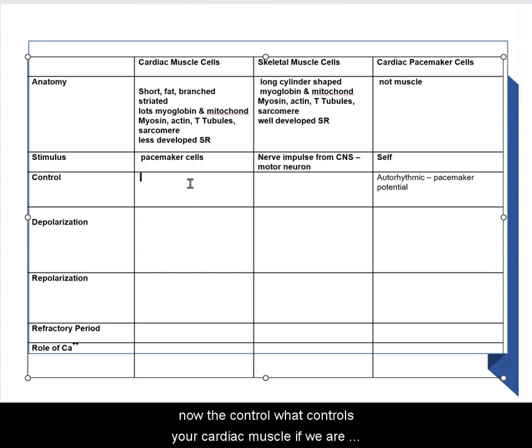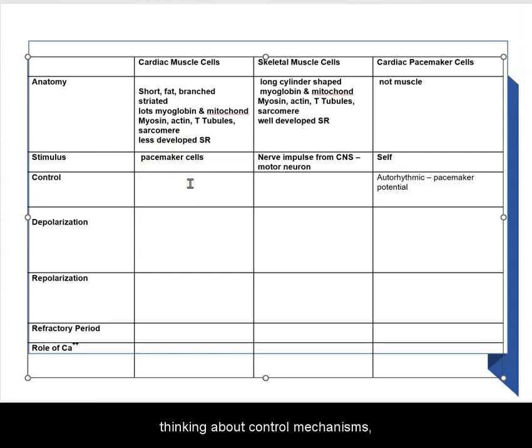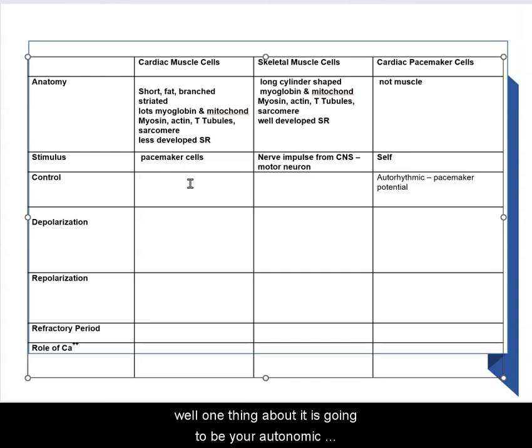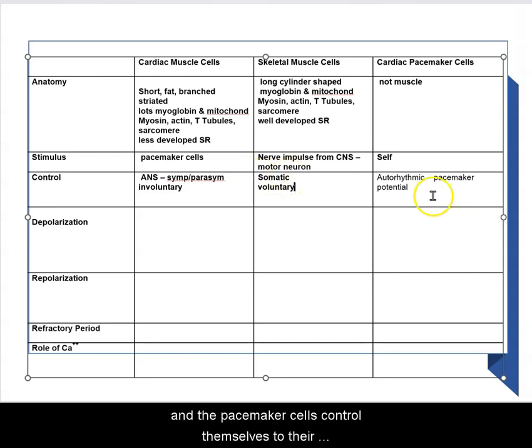Okay, now, the control. What controls your cardiac muscle if we're thinking about control mechanisms? Well, one thing about it is going to be your autonomic nervous system. So we'll be looking at the sympathetic and the parasympathetic soon. And when we talked about muscle, we always said it was involuntary because it's under control of your autonomic system. You might remember that skeletal muscle was voluntary and the division was called somatic. And the pacemaker cells control themselves through their own pacemaker potentials.